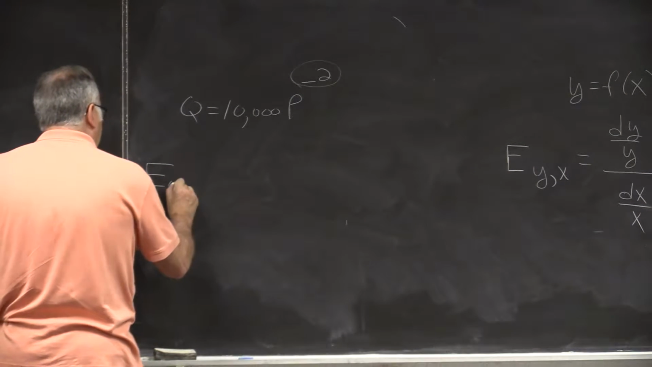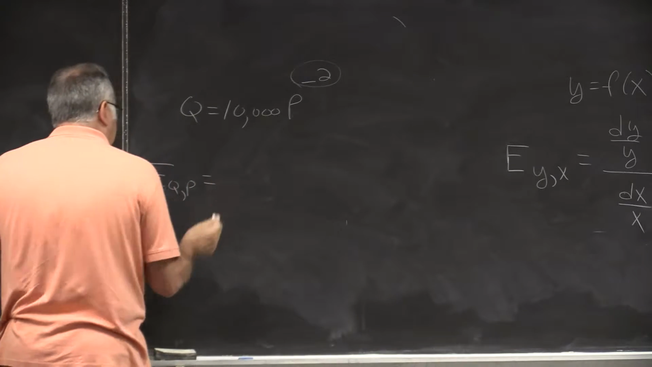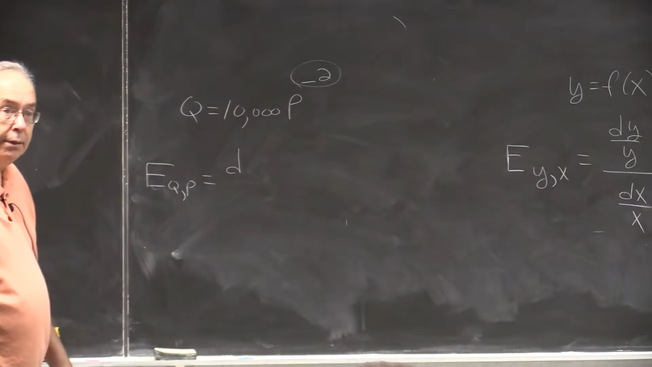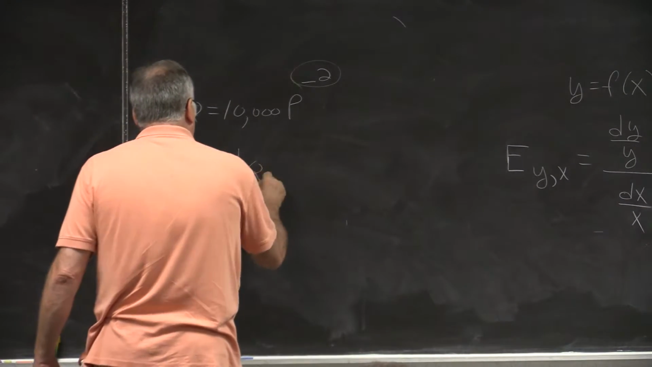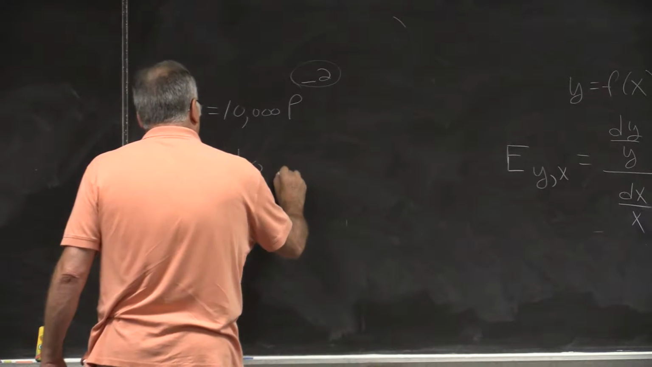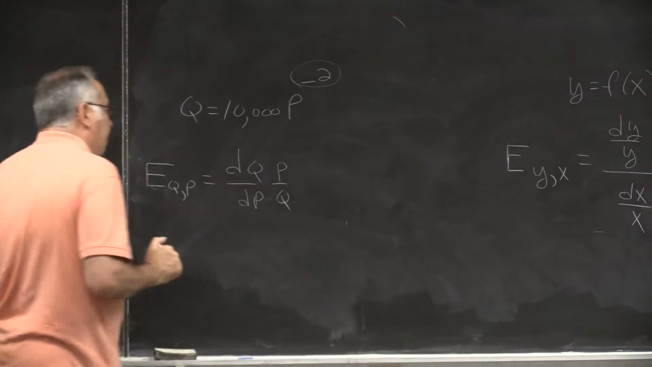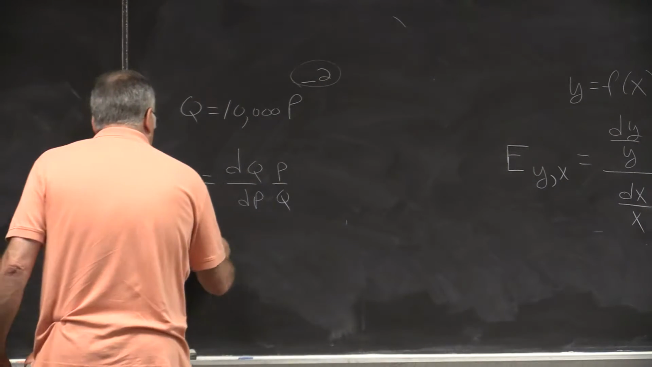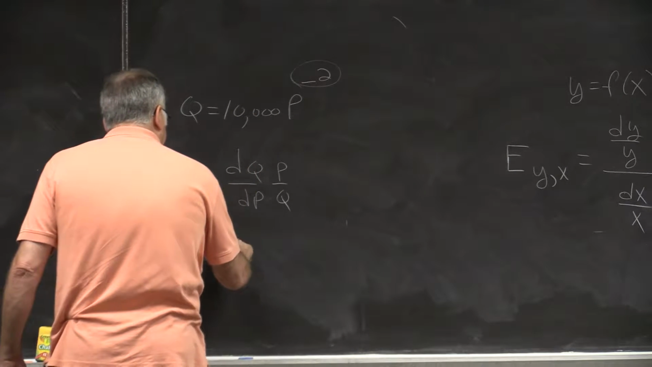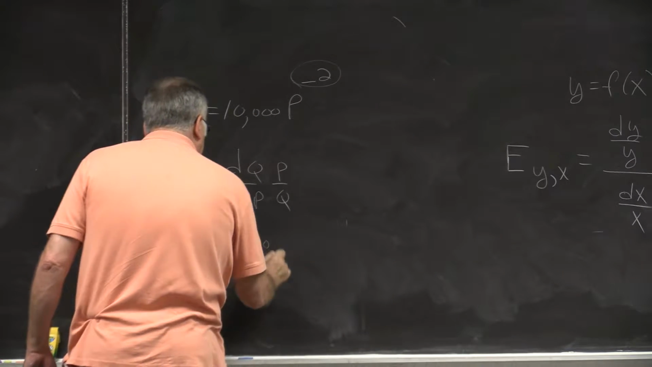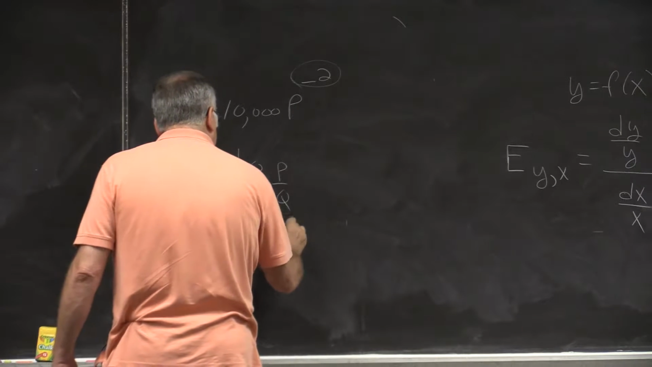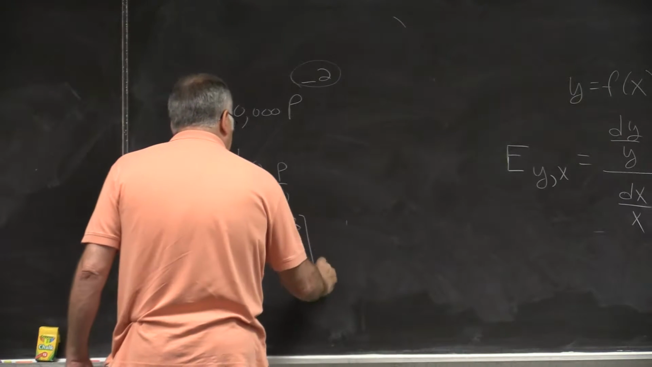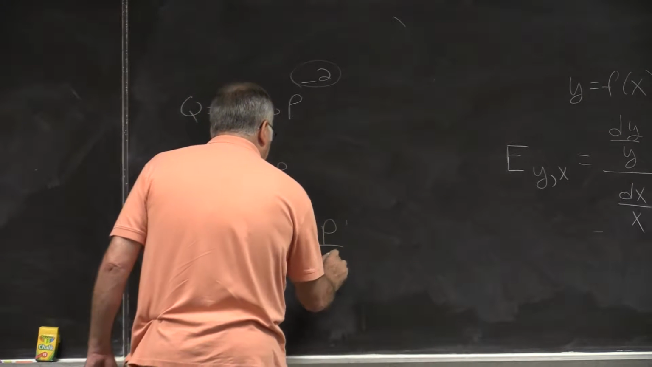The elasticity of Q comma P is going to be, since Q is a function of just a single variable, we use D. So it's dQ/dP times P over Q. Now, what is dQ/dP? Well, dQ/dP is going to be minus 20,000 times P to the minus 3. But then all of this is just dQ/dP. It's multiplied by P divided by P.